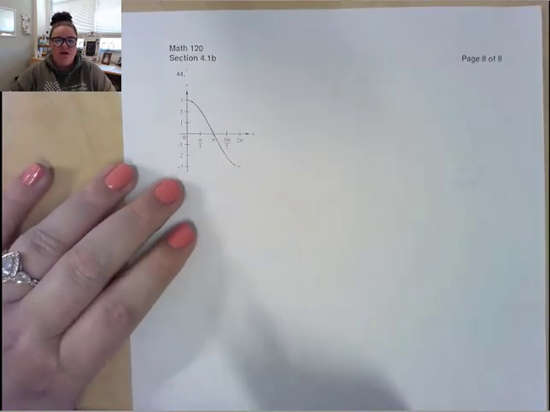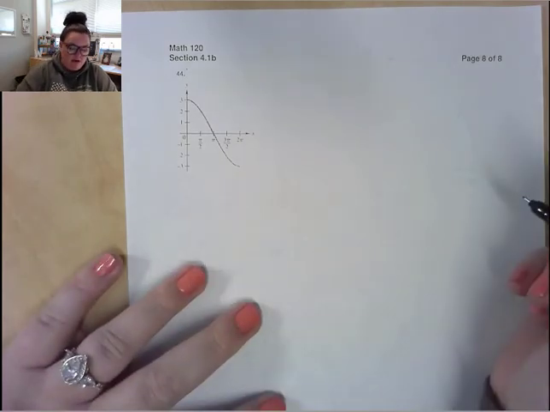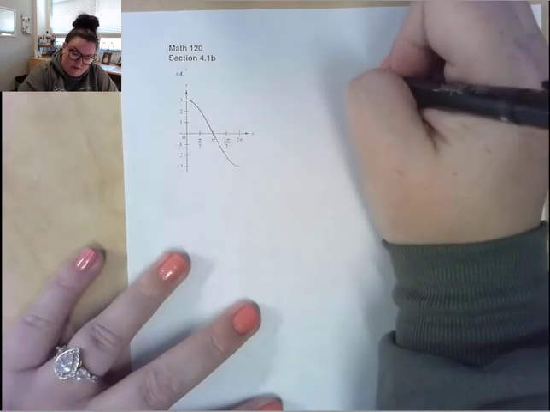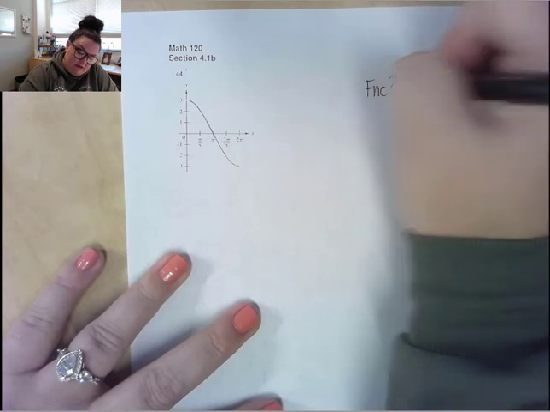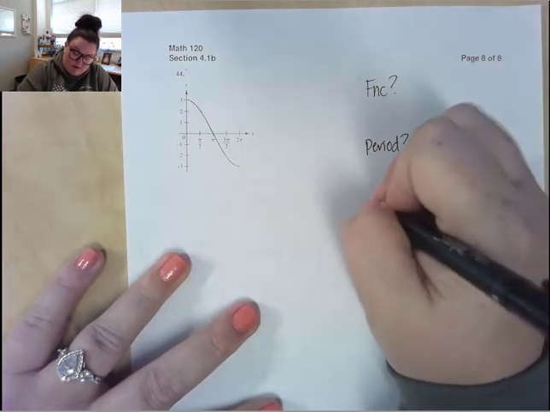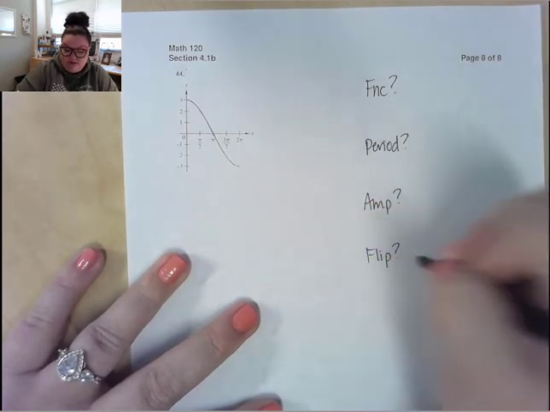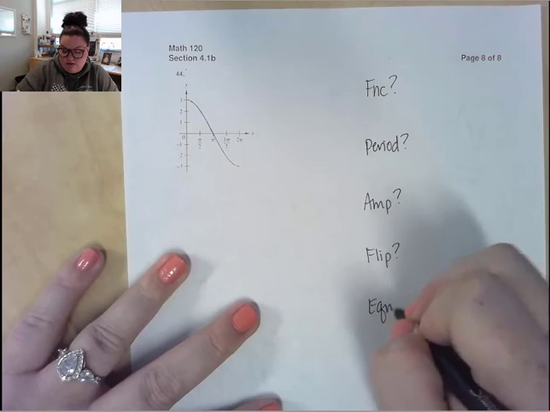All right. So here we go. This one's a little bit different. I'm going to go ahead and write our strategy over here. Let's put our function, our period, our amplitude. Is it flipped? And then what's our equation?